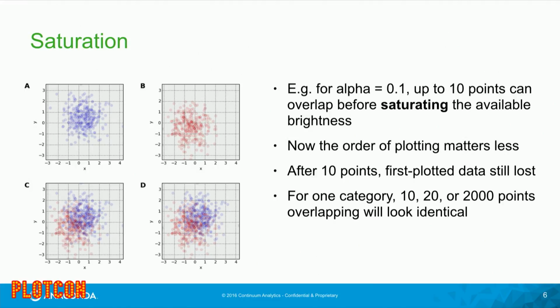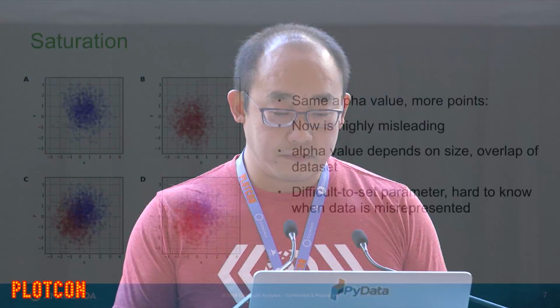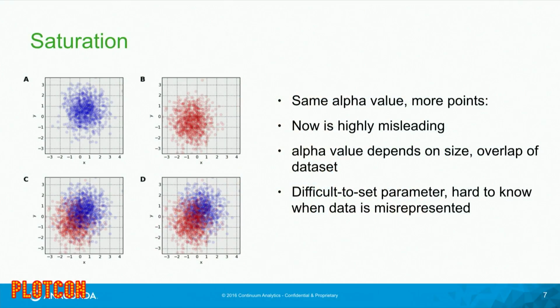And the problem with setting an alpha value is that it's still not good enough. You can still have collision, you can still have saturation, it just takes a little bit longer to get there. So you've just kicked the can down the road. And for a single category, if you have 10, 20, 2,000 points, you can set the alpha level to the lowest possible alpha, and you will still end up in this problem. If you have more points, it starts running into the same problems.